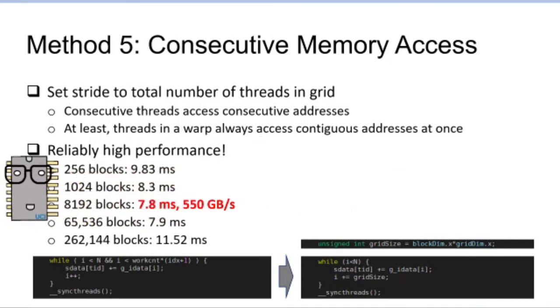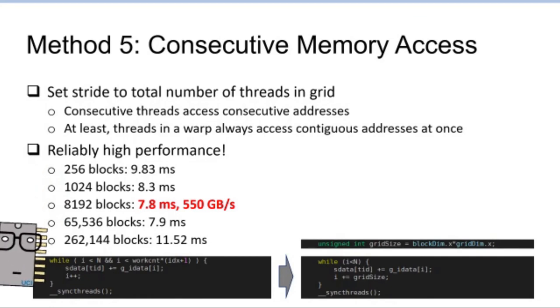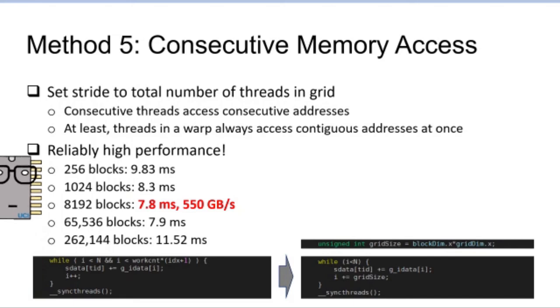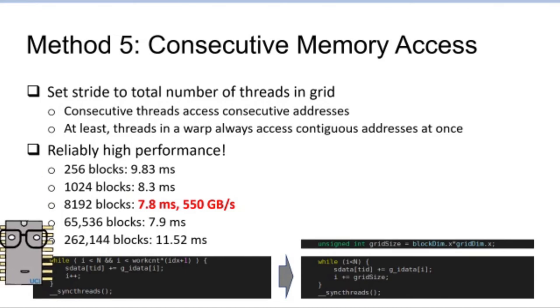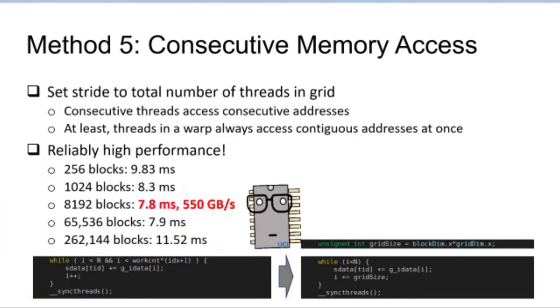Sweeping the block size: remember the block size in the previous example was quite large and the performance was quite fickle. But here, because we pretty much got rid of the random access problem, the performance is pretty stable regardless of how many blocks. It's a relatively large number of blocks, spanning from only 256 blocks all the way to 256K blocks, and the performance is still within the envelope. At 808K blocks, we are getting the best performance we've seen so far at 7.8 milliseconds or 550 gigabytes per second. And this is the farthest I got.